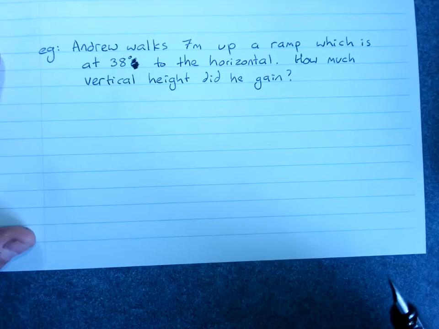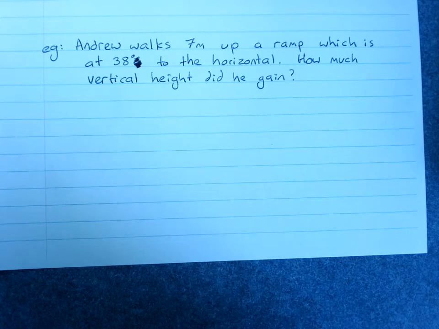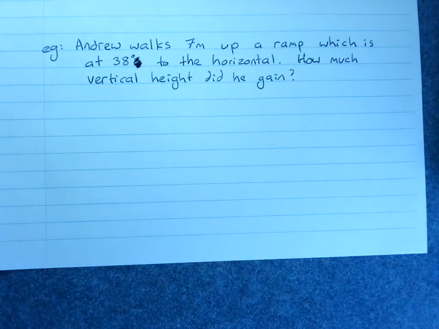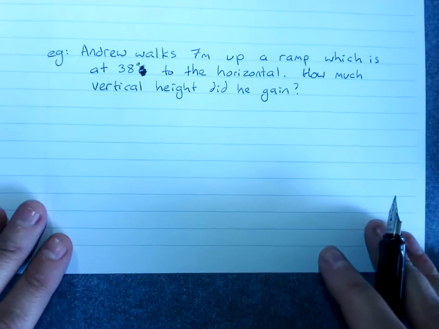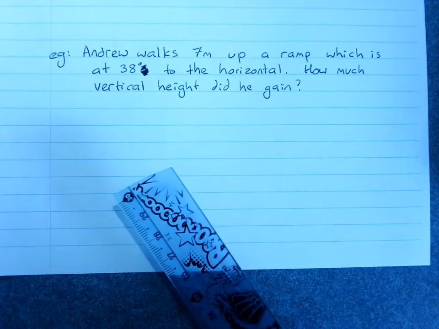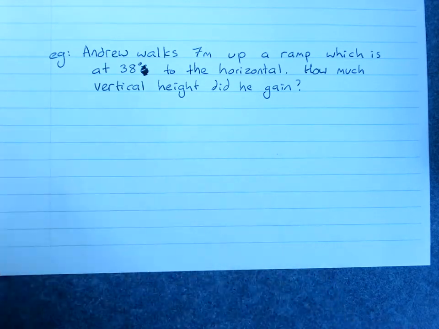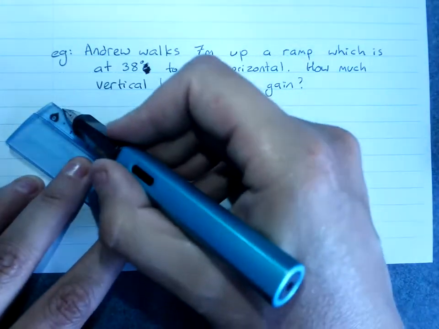If we've got a word question, Andrew walks 7 meters up a ramp which is at 38 degrees to the horizontal. How much vertical height did he gain? Now, if there is no diagram, you must draw a diagram. I cannot stress that enough. You know we're doing right-angled trig, you know it's going to be a right-angled triangle. He just walked 7 meters up a ramp.